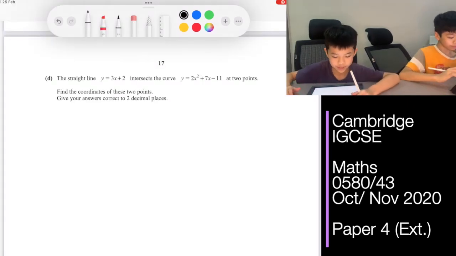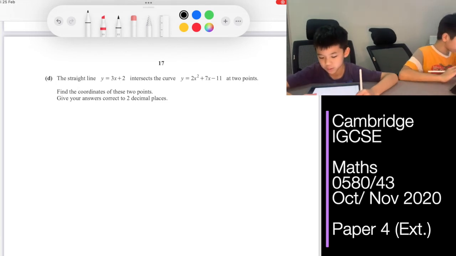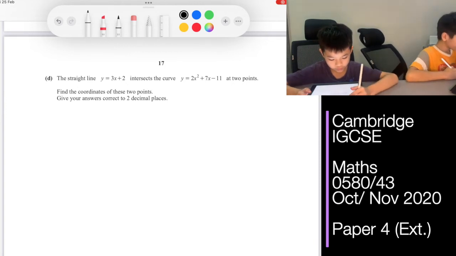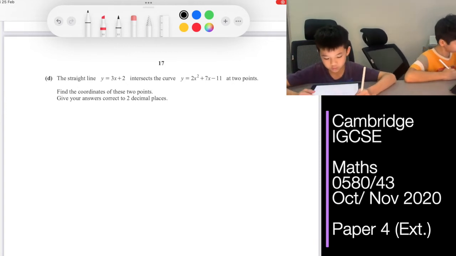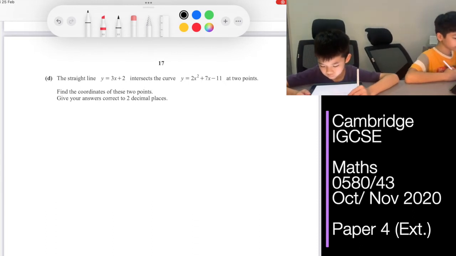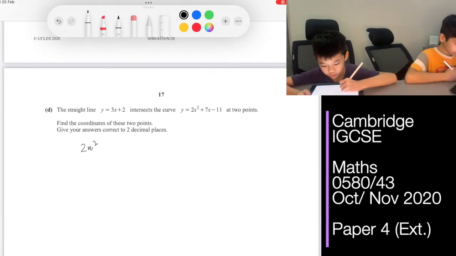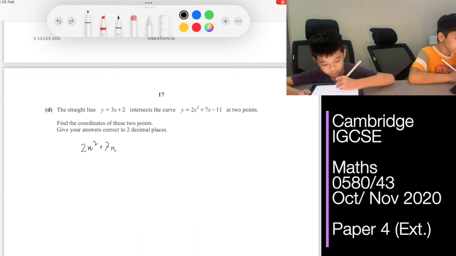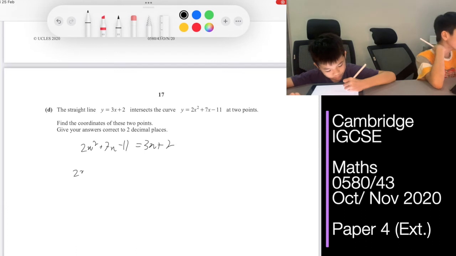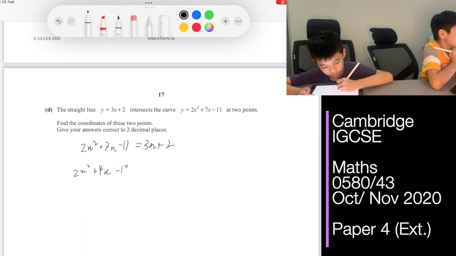Okay, for question 9, the straight line y equals 3x plus 2 intersects the curve y equals 2x squared plus 7x minus 11 at 2 points. Find the coordinates of these 2 points and give your answer correct to 2 decimal places. So that's 2 points when 2x squared plus 7x minus 11 equals 3x plus 2. 2x squared plus 4x minus 13 equals 0.